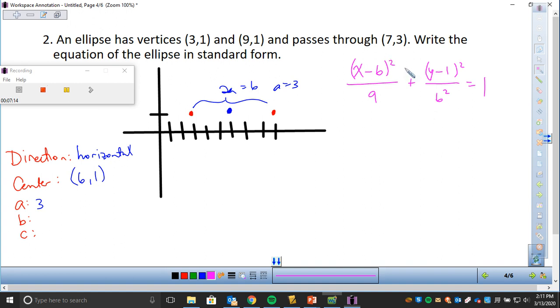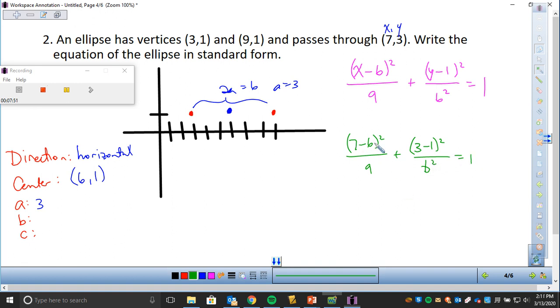The other piece of information from the problem is that it passes through the point (7, 3). As we've done with both parabolas and circles so far, this is an x value, this is a y value. In our equation, we have an x and we have a y. So if we need to find b squared, we need to plug those values in and solve for b squared. x is 7, so (7 minus 6) squared over 9, plus (3 minus 1) squared over b squared equals 1.